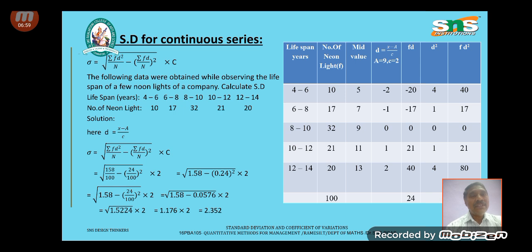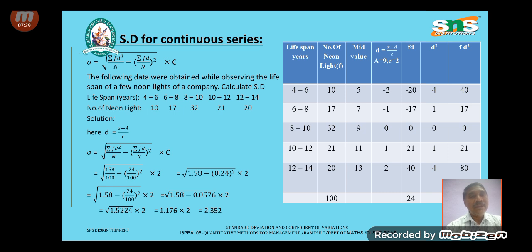So the standard deviation is calculated from square root of sum of fd square by n minus sum fd by n the whole square into c. Now we consider the data: the lifespan of the members and the number of neon lights. The lifespan is 4 to 6 and the number of neon lights is 10, and the lifespan 6 to 8 category has 17 neon lights. Likewise all. Now we take the standard deviation using the formula square root of sum of fd square by n minus sum of fd by n the whole square into c.